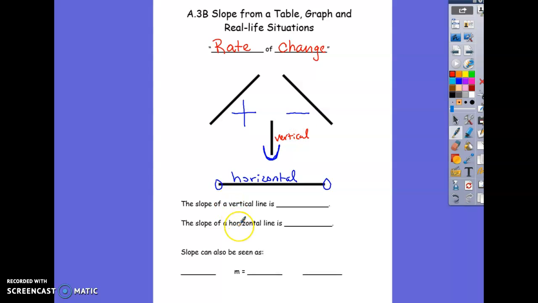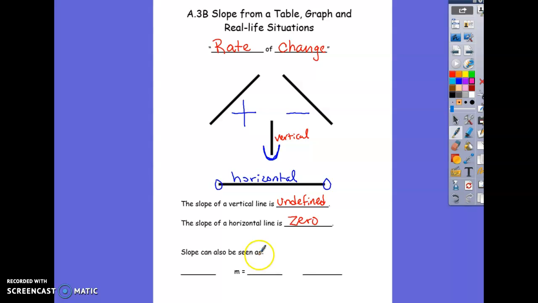So when I fill this out, the slope of a vertical line is what? U, which is undefined. And then the slope of a horizontal line is what? Horizontal are 0. The slope is 0.